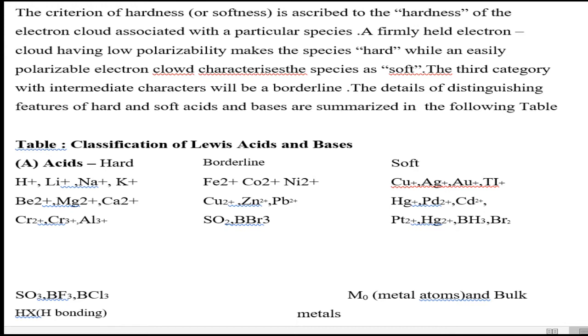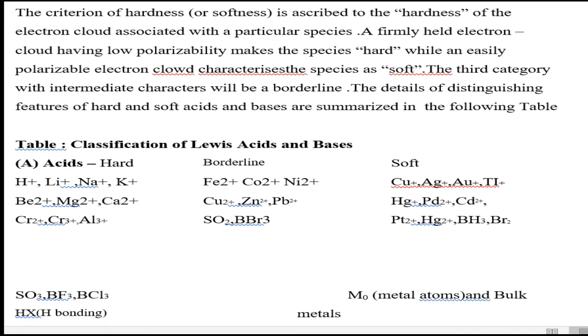The criterion of hardness or softness is ascribed to the hardness of the electron cloud associated with a particular species. A firmly held electron cloud having low polarizability makes the species hard, while an easily polarizable electron cloud characterizes the species as soft. The third category with intermediate characters will be a borderline species. So the details of distinguishing features of hard and soft acids and bases are summarized in the table shown here.